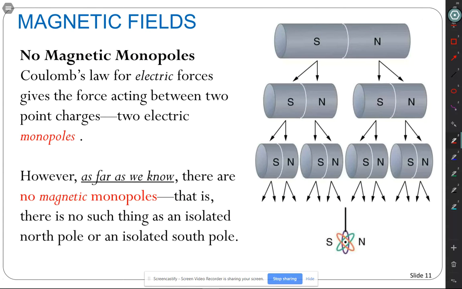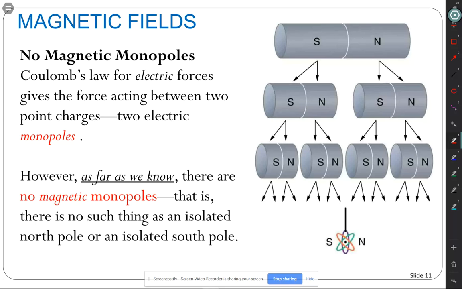And with no magnetic monopoles, this is the first thing that any logical person thinks of when their teacher tells them there's no magnetic monopoles. They say, wait a minute, I have a bar magnet. It's clearly marked north and south. If I cut it in half, isn't the north side north and the south side south? I mean, it seems real logical. But the answer is no.